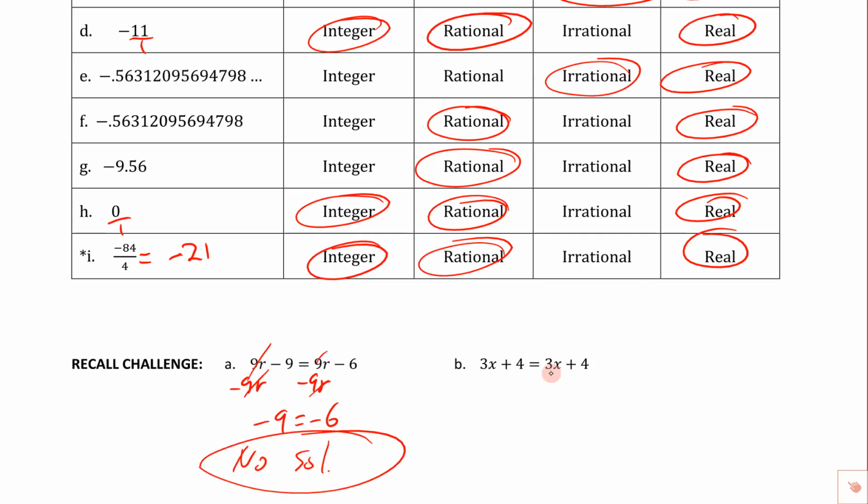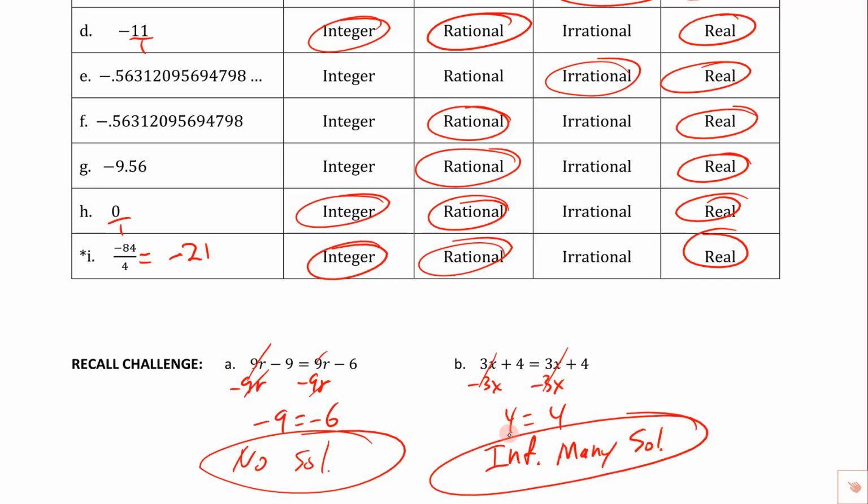And let's take a look at this one. I'm going to do the same thing here. I'm going to subtract 3x from both sides. And again, notice that the variable goes away and I end up with 4 equals 4. 4 always equals 4. There's nothing we can do to mess that up. That means we could plug in anything we want. So we would write infinitely many solutions on that particular problem.